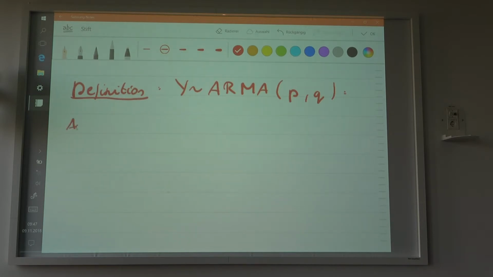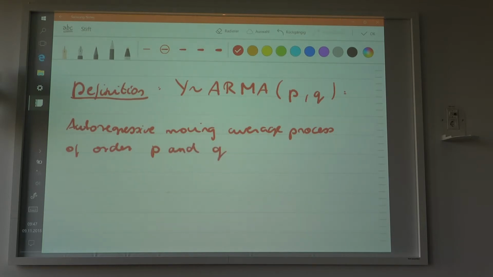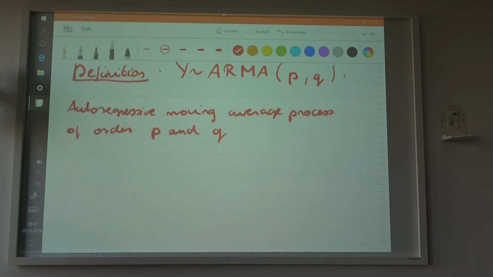So autoregressive moving average process of order P and Q, where of course P refers to the lag length of the autoregression part, and Q refers to the lag length of the moving average part. So again, P refers to the lag length of the autoregressive part, and Q refers to the lag length of the moving average part.